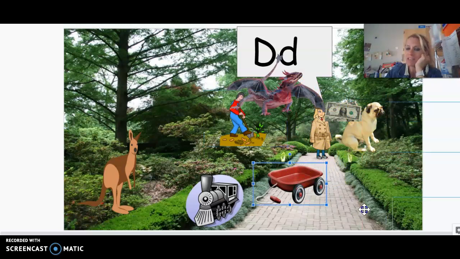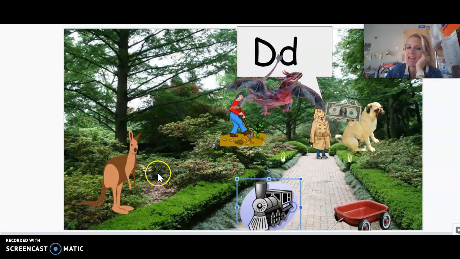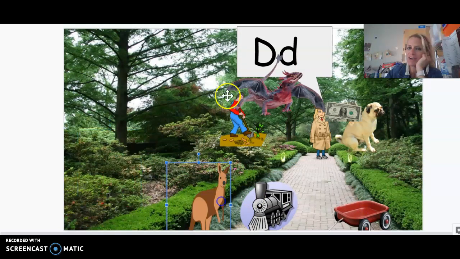Can you draw me something or create something else that begins with the letter D, with that D, D, D sound? Think hard. Dog. Dragon. D, D, D, D, dig. D, D, D, D, dragon fruit. Can you think of something else that starts with the letter D?